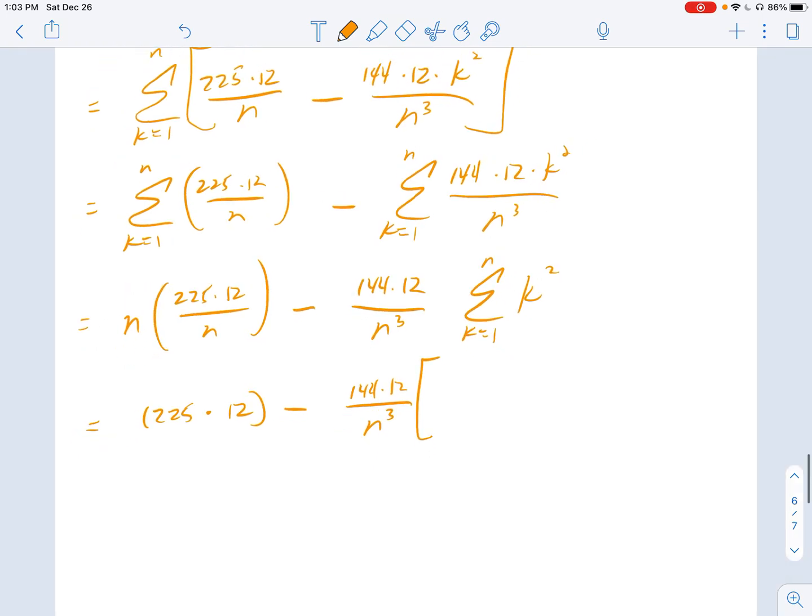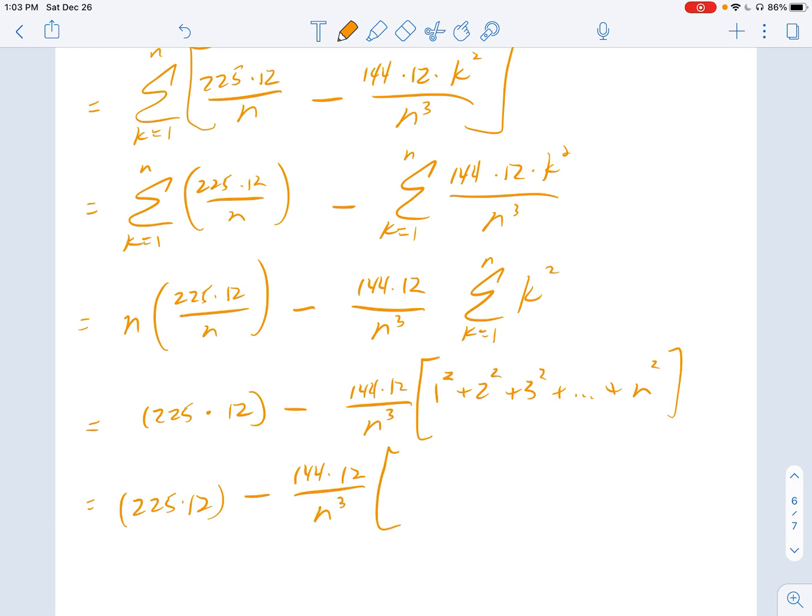And let's just make sure we understand what this means. k counts from 1 to n, and I have k squared. So this is 1 squared plus 2 squared plus 3 squared, etc., all the way up through n squared. And with familiar patterns like that, there is a formula.